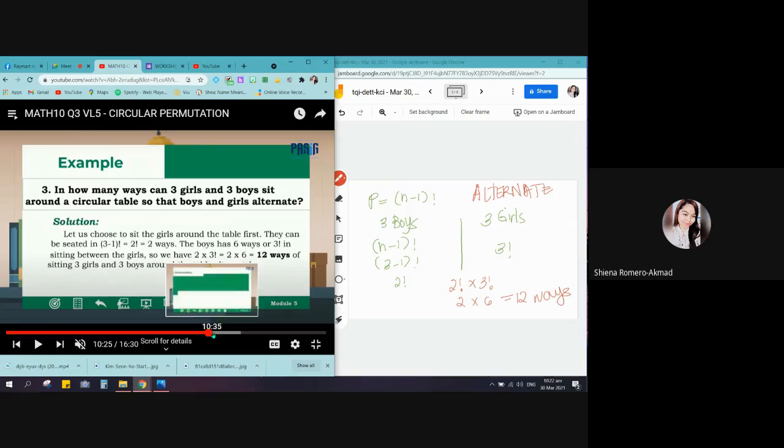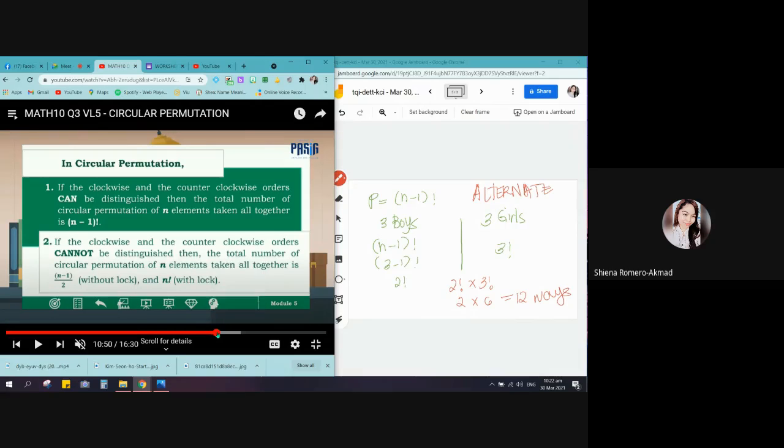Next. So kapag circular permutation, nabanggit ko na yun sa inyo kanina. If you can distinguish a clockwise and counterclockwise order, n minus 1 factorial. If you cannot, of course, that's n minus 1 factorial divided by 2. Pag walang lock, pag may lock, n factorial.